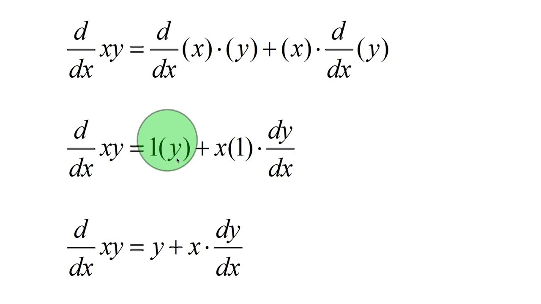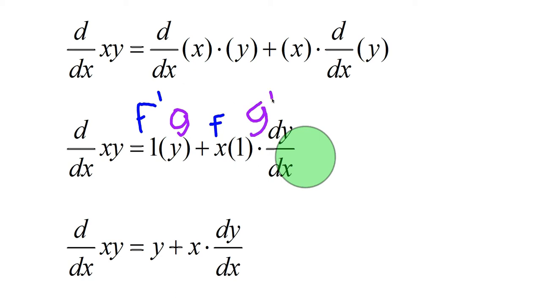So f prime g plus f g prime. I'll do it one more time just so you don't get confused. F prime g, remember your f is x. F prime g plus f g prime. You're doing implicit differentiation within the product rule. That's all you're doing here. All right, and then you're just going to simplify that.